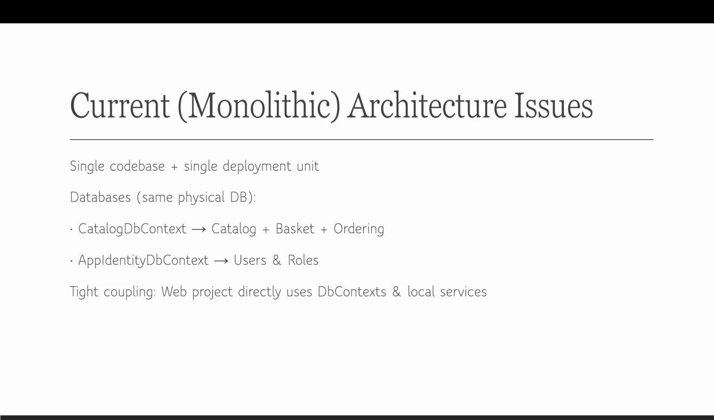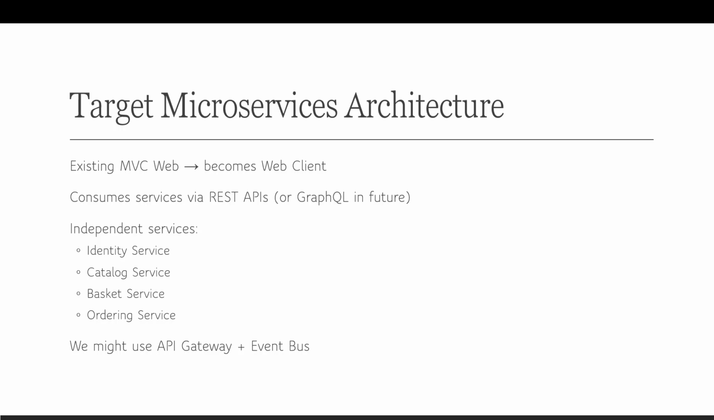The second thing is the database is the same, especially for the catalog DB context. The catalog is there, basket related schema is there, ordering is there, each and everything is there. Initially, we have segregated the app identity DB context, so that will really help us because we have a different service. So basically, tight coupling does exist, and the web project itself is using the DB context and local service, so there is a tight coupling.